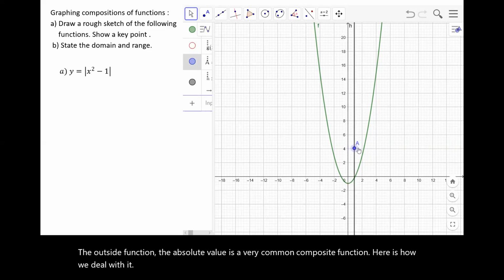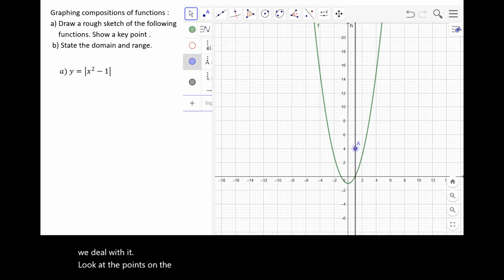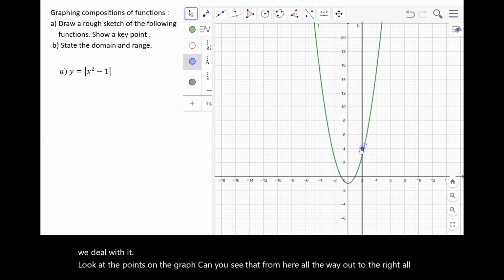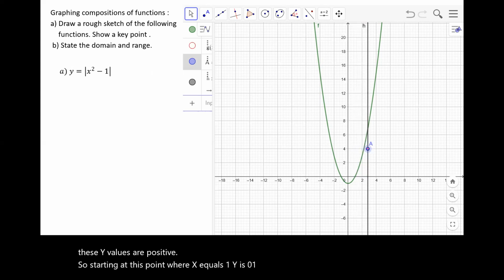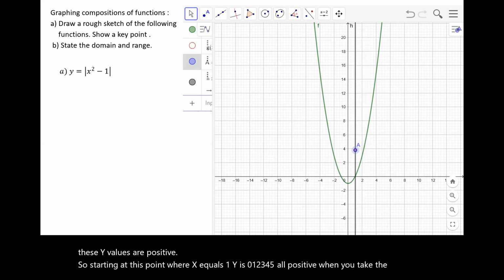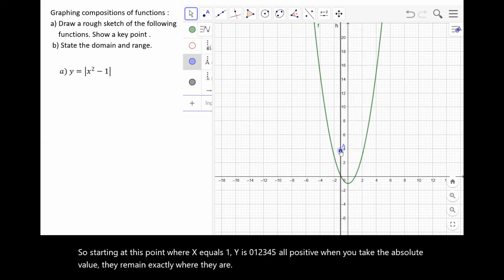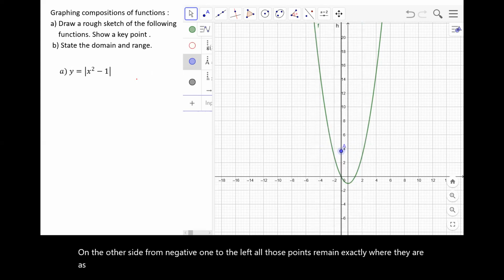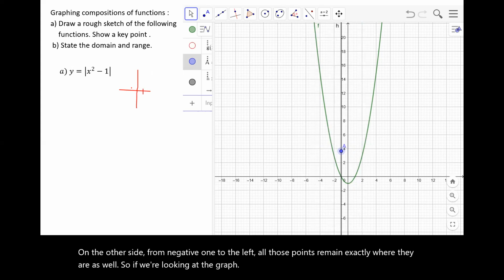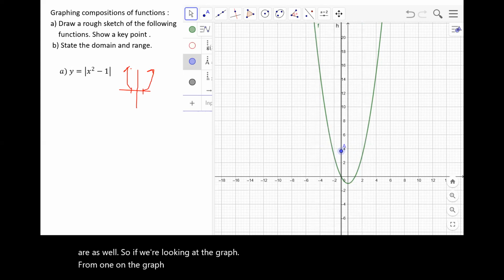Let's look at the points on the graph. Can you see that from here all the way out to the right, all these y values are positive? So starting at this point where x equals 1, y is 0, 1, 2, 3, 4, 5, all positive. When you take the absolute value, they remain exactly where they are. On the other side, from -1 to the left, all those points remain exactly where they are as well. So if we're looking at the graph, from 1 on, the graph remains unchanged. From -1 on, the graph remains unchanged.